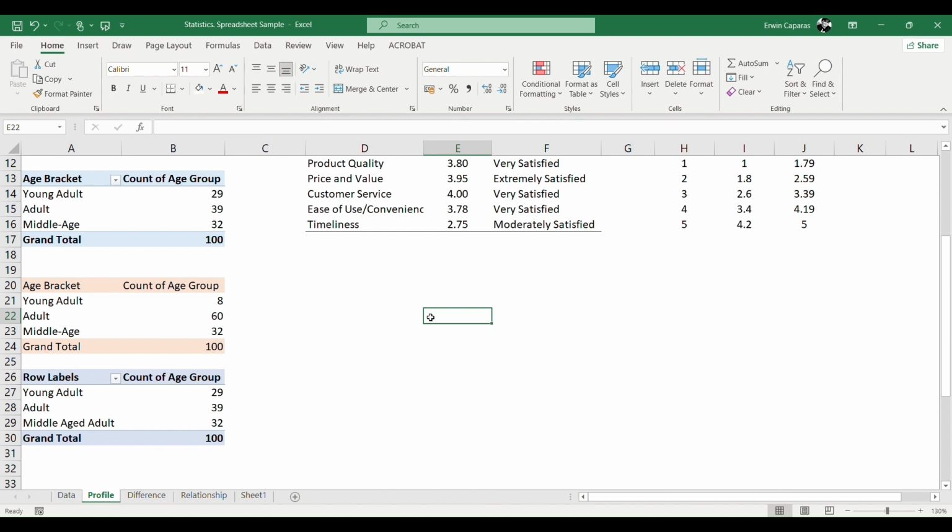Now, there are some cases wherein the count of variables is less than 10. Just like in this example, assuming that the number of young adults is just 8 and the number of adults is 60 and the count of middle-aged adults is 32. So can we still use analysis of variance for this? The answer is no. It is because comparing the count of adults and middle-aged adults, the number of young adults is way too low.